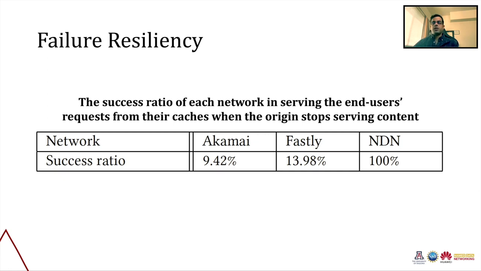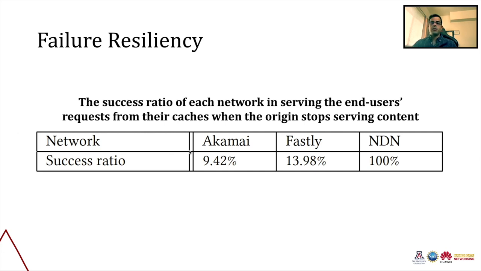We also compare these content networks in terms of failure resiliency. In a content network, failure resiliency is measured based on content retrieval performance. It means the higher the chance of resolving a content, the more resilient the content network is. Based on this definition, we measure Akamai, Fastly, and NDN testbed resiliency. In this scenario, each network caches a specific content in some parts of the network, and then the server stops serving that content. Then end users from different locations try to access that content.